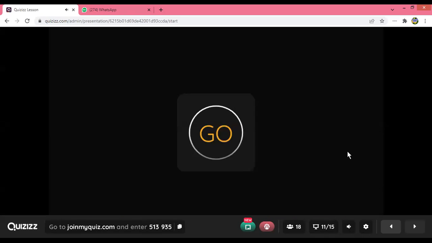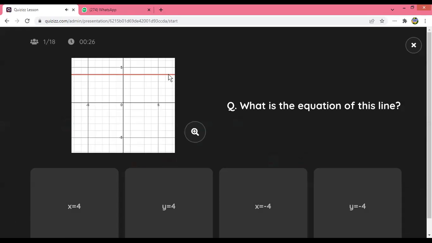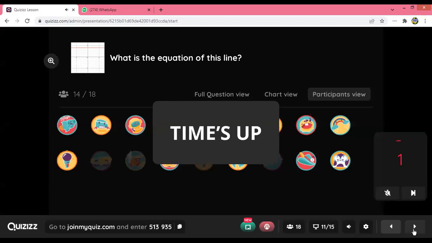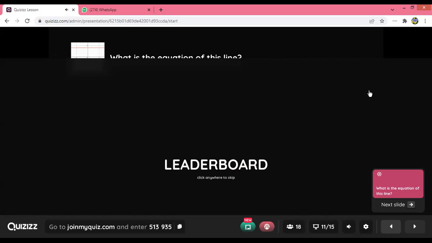What is the equation of this line? A very nice question. This line is passing through what point? It is in between 0 to 5. This red line is between 0 to 5. So it's passing through what point? It's passing through the y-axis, yes? What is the point? 2 more seconds. And time's up. It is passing through y equals 4. The answer was y equals 4.